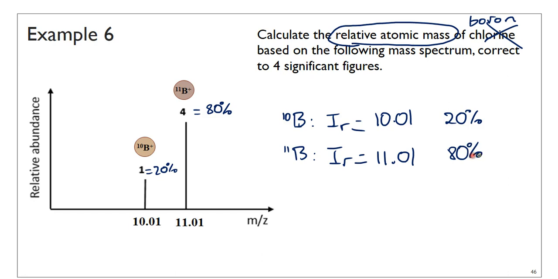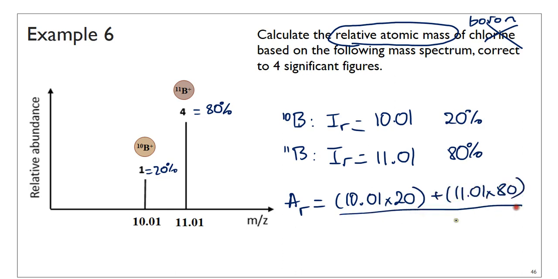And then from here, you can calculate the relative atomic mass, which is going to be 10.01 times 20 plus 11.01 times 80, divided by 100. And then we should get an answer. So 10.81 is going to be the relative atomic mass of boron using this mass spectrum.